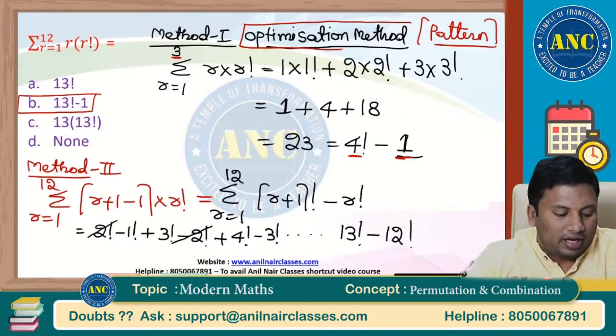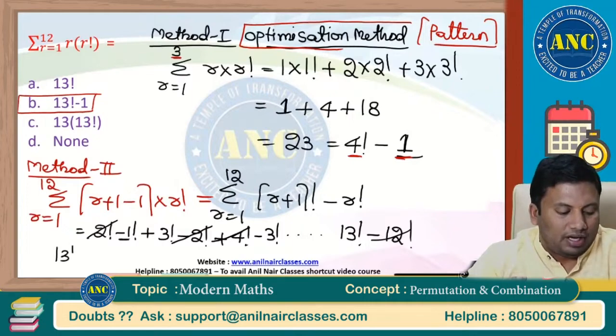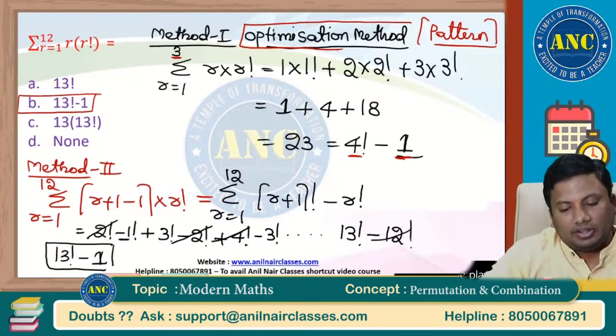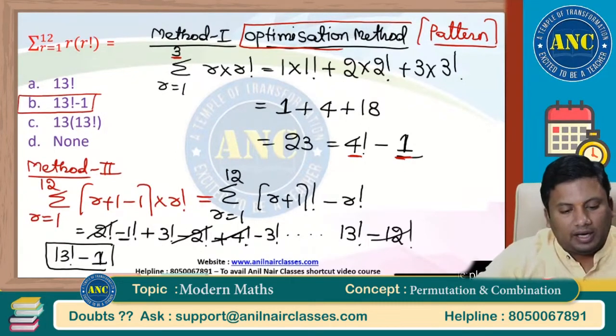Every negative has got a positive before it, except minus 1 factorial. The answer is nothing but 13 factorial minus 1.